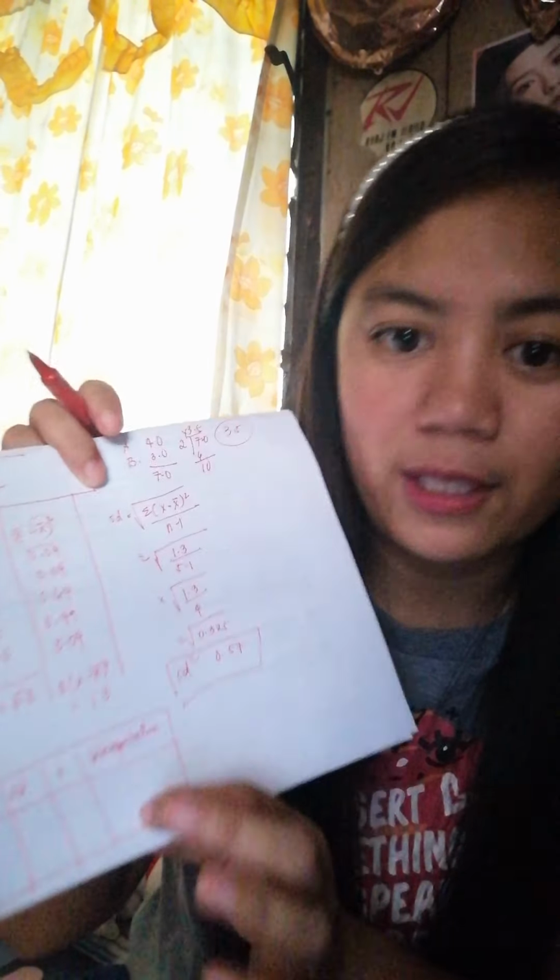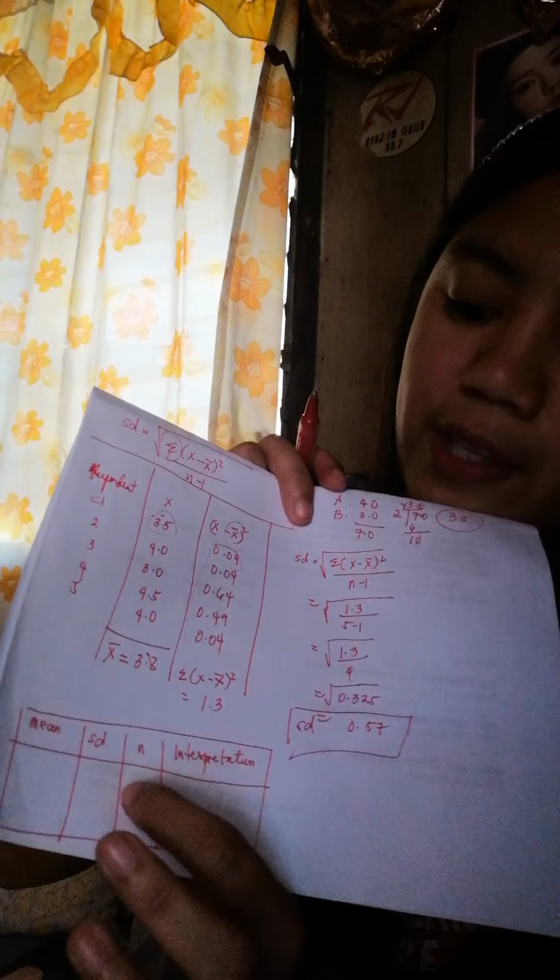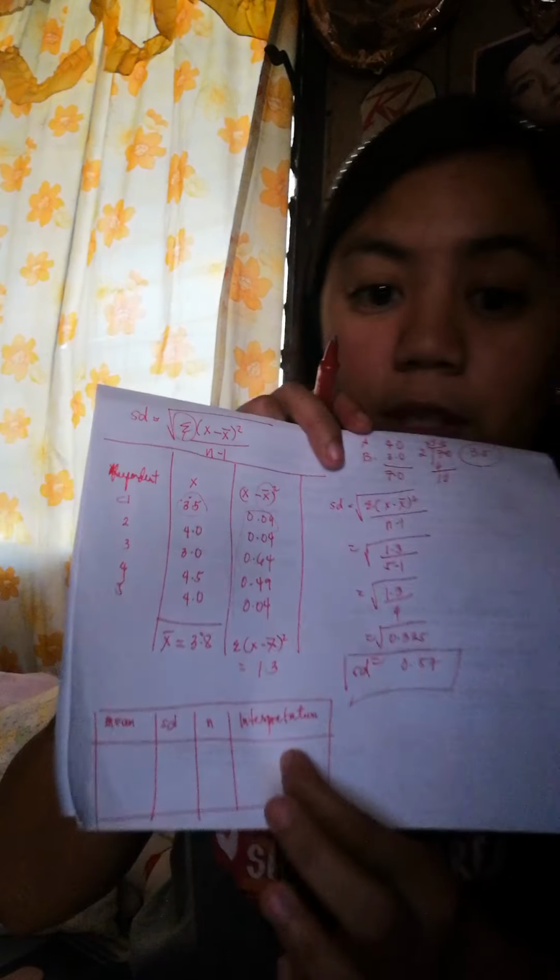Now, solving for the mean and standard deviation will answer your SOP number 2, which is: is there a significant difference in the responses? Again, this is just for the responses since we cannot really get the difference since we don't have the tools. So we'll just try to solve for the responses, how far or how close your answers are. This will be the table that you're going to use. You have here the mean, the standard deviation, the n, and the interpretation.